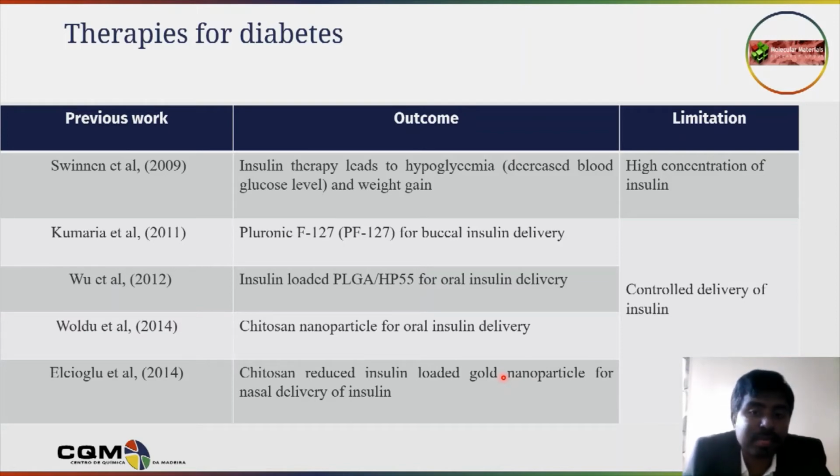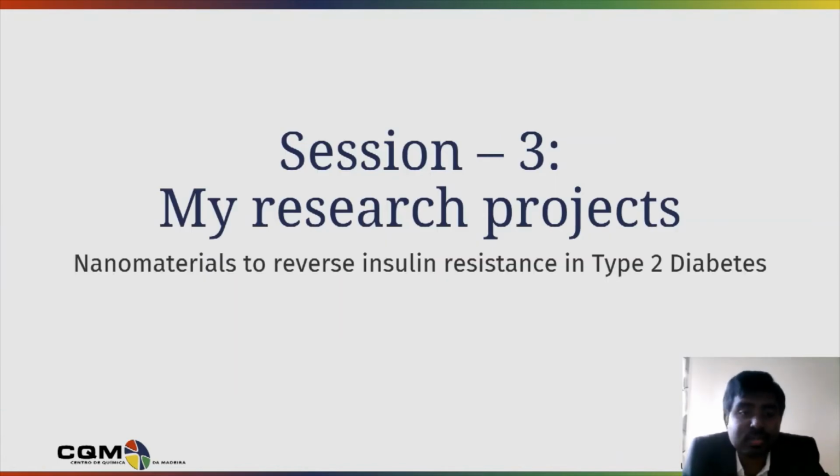As I said before, in type 2 diabetes, the problem is insulin resistance and not insulin secretion. That's why in my project, I'm using a nanomedicine as a supplement to reverse this insulin resistance. So I will explain my project in the next session. In session 3, I'm going to explain nanomaterials to reverse insulin resistance in type 2 diabetes treatment.